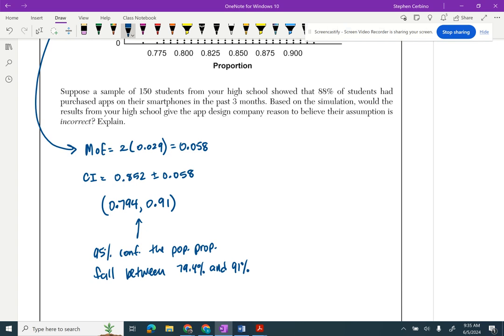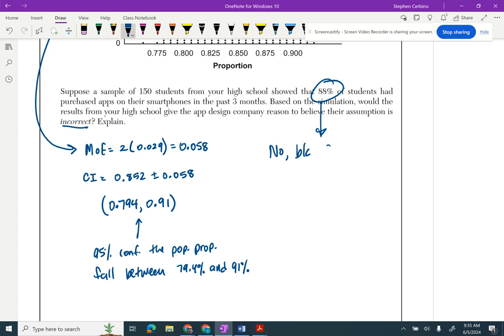Now, how does this help us actually answer the question? Well, if the proportion is 88%, that's within this confidence interval. So that would be a likely outcome. So what we can say here is no. Got to answer the question, right? Is the assumption incorrect? It is not.